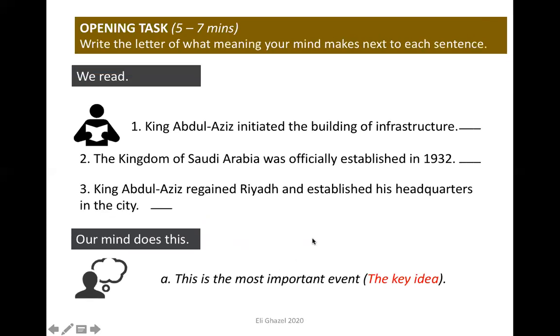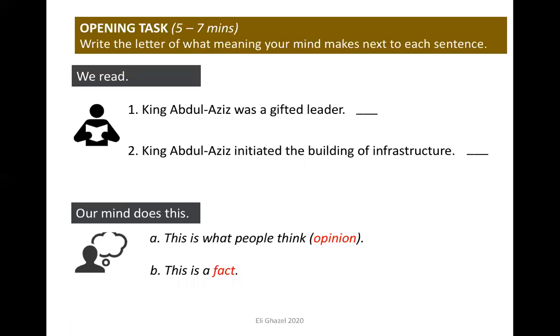And let's look at the last one. King Abdulaziz initiated the building of infrastructure. The Kingdom of Saudi Arabia was officially established in 1932. King Abdulaziz regained Riyadh and established his headquarters in the city. Which of these three sentences is the most important event? So this is how we think. So we're going to go back now and check our answers, all right? Okay, so let's start with the first one.